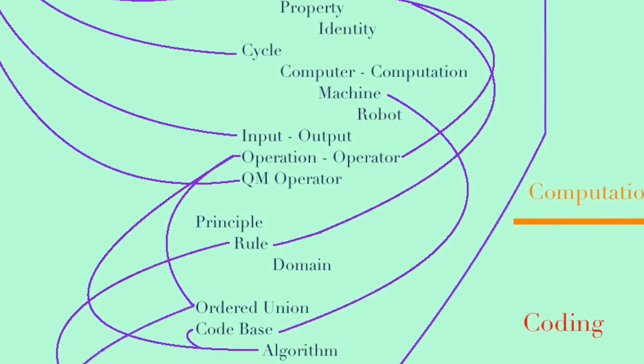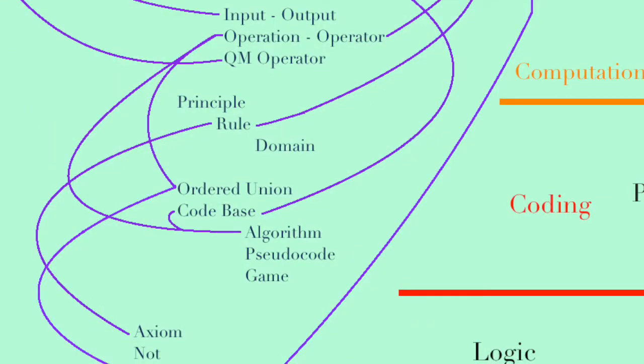The next level on which matter is distinguished is coding. A principle is oughtness. What a code ought to do. A rule is a syntactical extension of a principle. A domain is where a rule applies. An ordered union is a structure consisting both of operations and their interrelations. A code base is a set of operations implementable in a machine. An algorithm is a set of operations expressed in a code base. Pseudocode is an ordered union intended for algorithmic implementation expressed in a language.